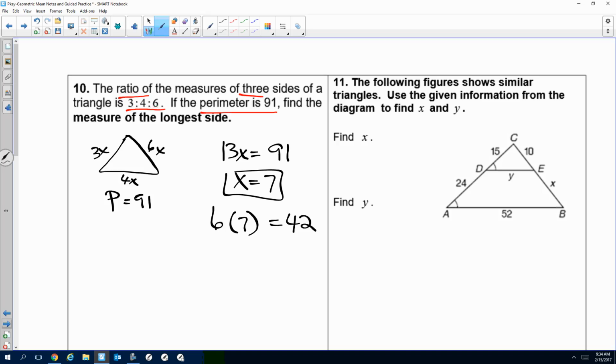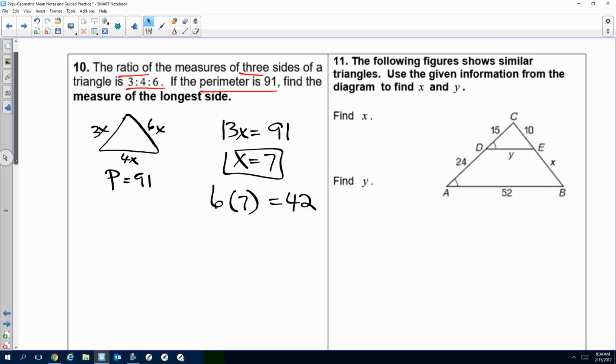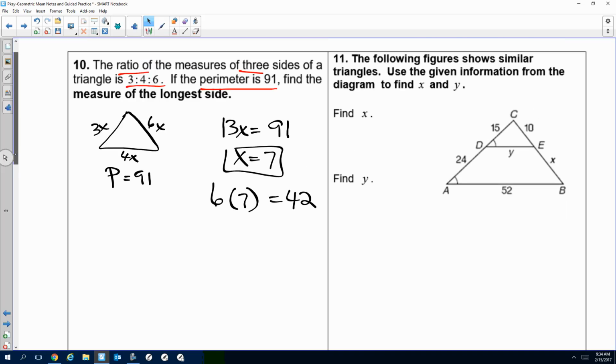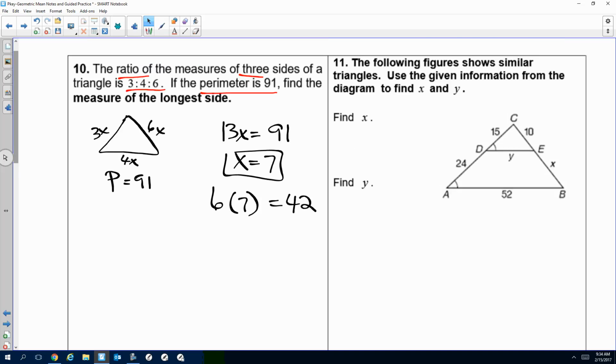And then on 11, just want to make sure we're setting this up correctly again. The following figure shows similar triangles. Use the given information in the diagram to find x and y. Okay. Find x. We need a proportion. 15 to 10. Yep, we can do that. Now let me tell you why you can do this. 15 is to 10 as 24 is to x.